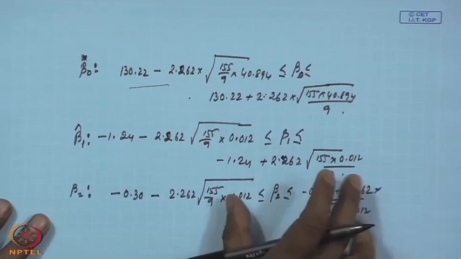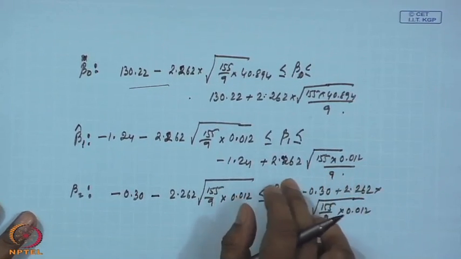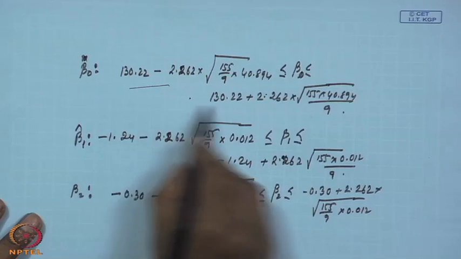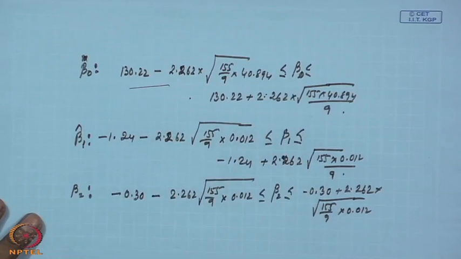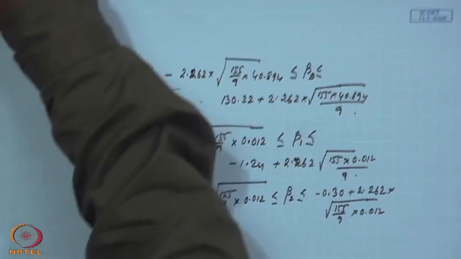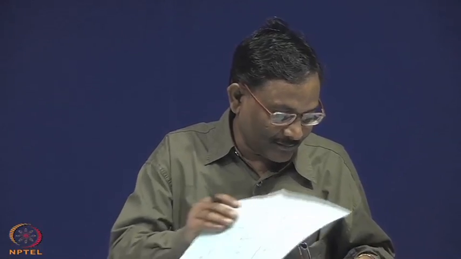Now, if any interval contains 0, then that parameter is not significant. Okay. This, in a nutshell, is what we talk about: the sampling distribution of beta cap. Okay. Sampling distribution of beta cap.